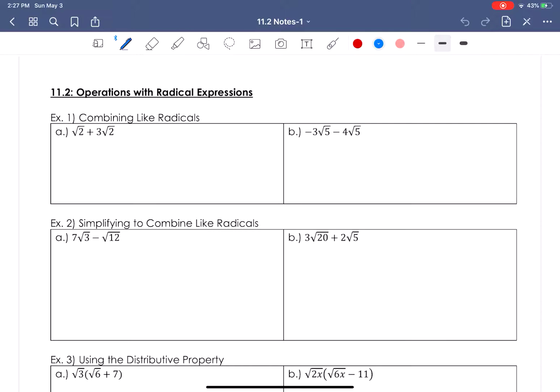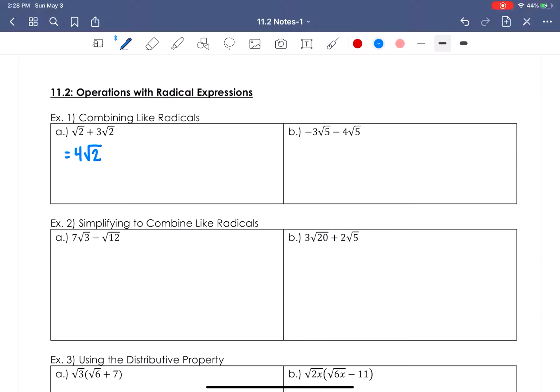All right, today we are going to talk about doing operations with radical expressions. So the first ones we're going to look at are combining like radicals. So in A, I have radical 2 plus 3 radical 2. Since they both have a radical 2, or a square root of 2, that means I can combine what's out front. In front of the first one, there's really a 1 there. So I'm going to take 1 plus 3, which will give me 4. And then I'm going to bring down my radical 2.